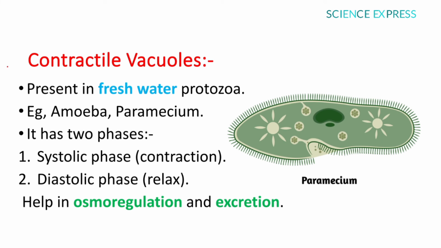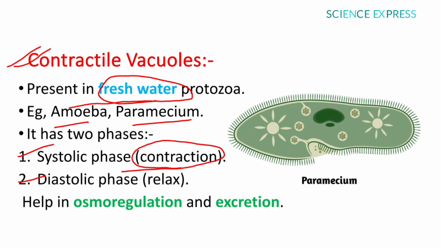Another vacuole is called the contractile vacuole. It is present in freshwater protozoa, for example amoeba and paramecium. It has two phases: one is the systolic phase, another is called the diastolic phase. The systolic phase is called contraction, and the diastolic phase is called relaxation. It helps in osmoregulation and excretion. It functions like a kidney in the vertebrate body.